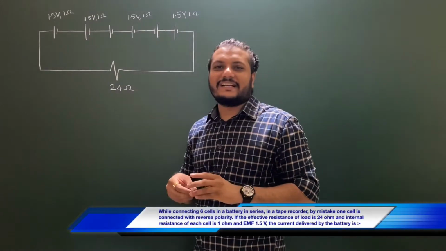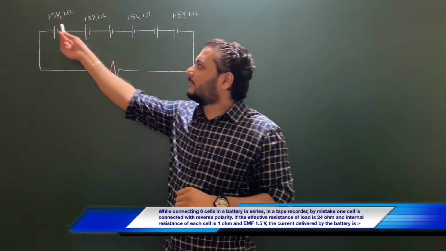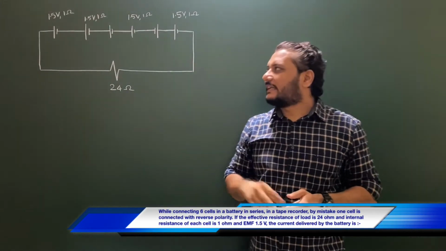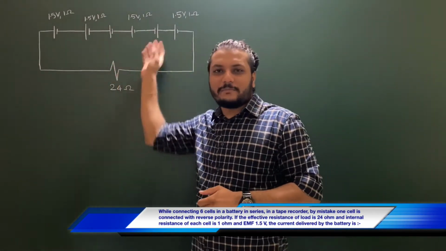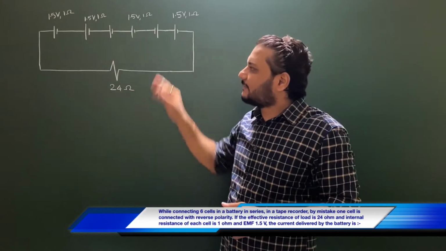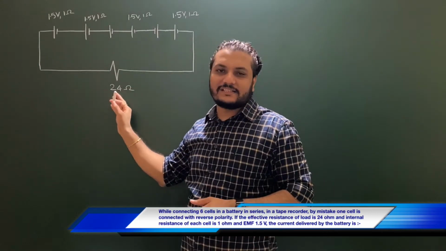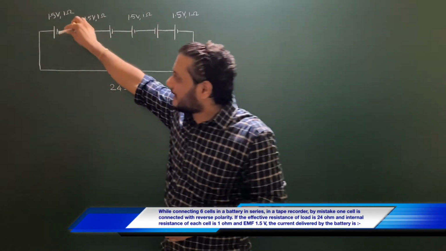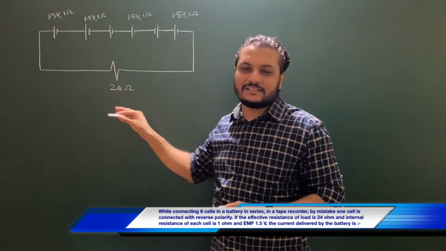We have 6 identical cells, each of EMF 1.5 volt and internal resistance 1 ohm, connected in series to form a big battery. And then that battery is connected with this external resistor. And in the question they are asking us to calculate the current sent by this battery to this external resistor.